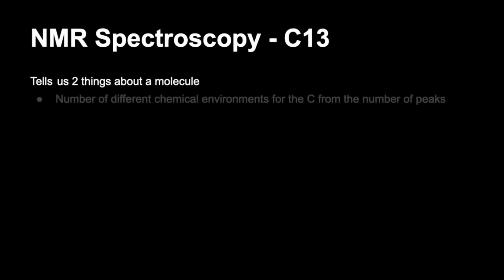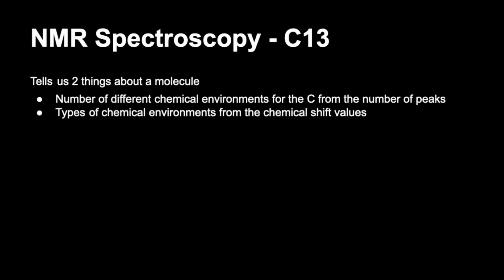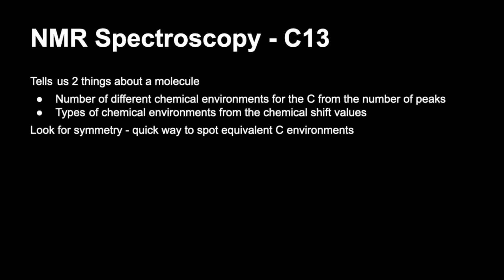Okay, so we'll take a closer look at carbon-13 NMR now. So what does carbon-13 tell us? It tells us 2 things about a molecule. It tells us the number of different chemical environments for the carbons in the molecule, and that's from the number of peaks. And it also tells us what type of chemical environment they're in, so what they're bonded to basically, and that's from the chemical shift value, which is on the data sheet. Another thing to be aware of is to look for symmetry. It's a quick way to spot equivalent carbon environments in a molecule.